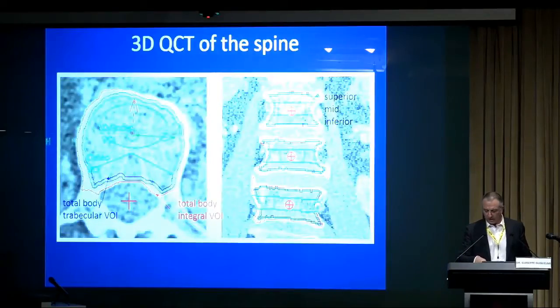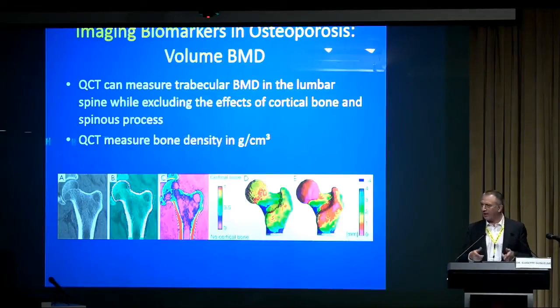And this can also be done using special software that can give you information regarding the anterior, central, and posterior height of every single vertebra. Very sophisticated system that we can apply on this imaging. And naturally, the same thing we can do at the level of the hip, because you know how devastating the consequences of a fracture at this anatomical site are.